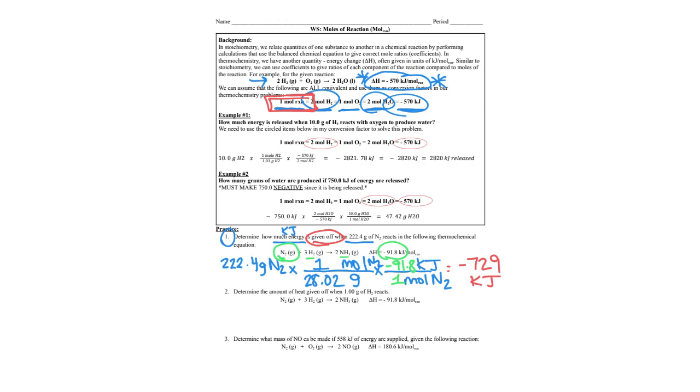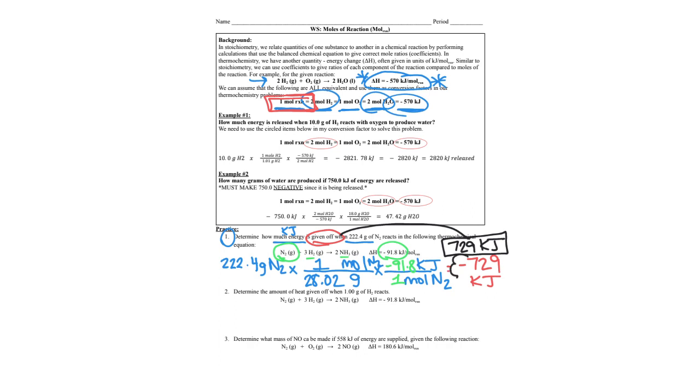You can go ahead and do negative 729 kilojoules, but since the wording of the question says how much energy is given off, we can go ahead and write 729 kilojoules as my final answer, because that's going to tell me how many kilojoules of energy are released. You wouldn't say negative 729 kilojoules are released. You would say 729 kilojoules are released.